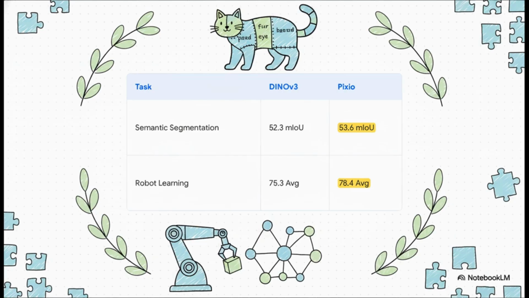And this versatility just kept showing up everywhere. Whether it was semantic segmentation, that's assigning a category to every single pixel, or being the visual brain for a robot, where understanding the environment is everything. Pixio just proved to be more effective. The challenger had officially taken the title.